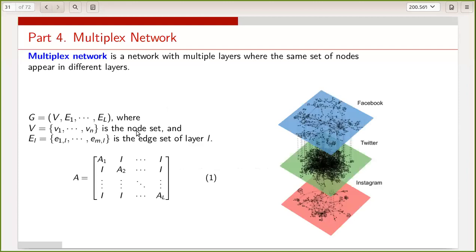Multiple layer networks, usually we call them multiplex networks. A multiplex network is a network with multiple layers where the same set of nodes appear in the different layers. So for example, the same user or the same person has an account on Facebook as well as an account on Twitter and Instagram, but they have different friends. They have different friends on Facebook and different friends on Twitter as well as on Instagram. So we just call it a multiplex network.